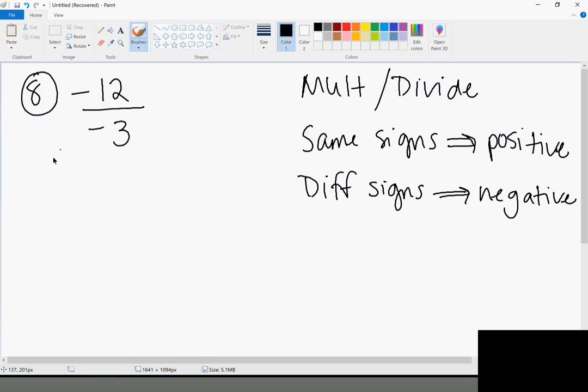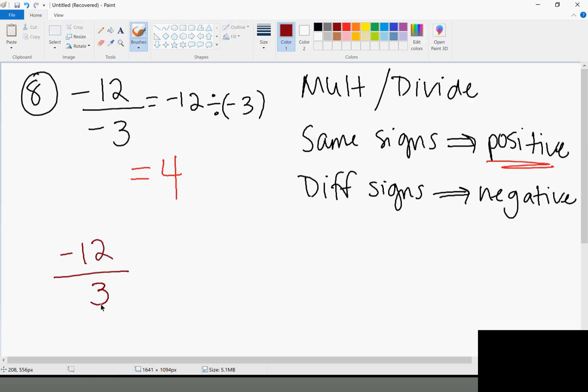So, negative 12 divided by negative 3, and that's what this is telling us. It's negative 12 divided by negative 3. Okay, so those are the same signs, so that means that our answer is going to be positive. And what's 12 divided by 3? That is 4. So the answer is going to be positive 4. Just so we're clear, if it was negative 12 divided by positive 3, those are different signs. So it would be negative 4. Okay? So remember those.